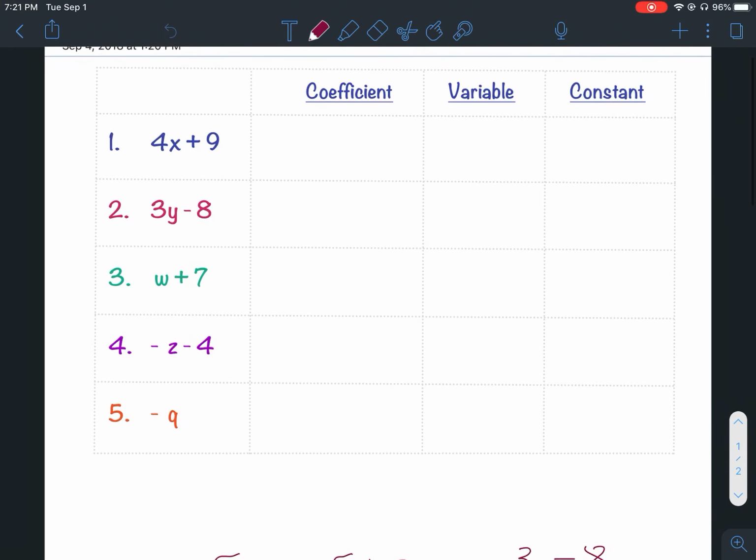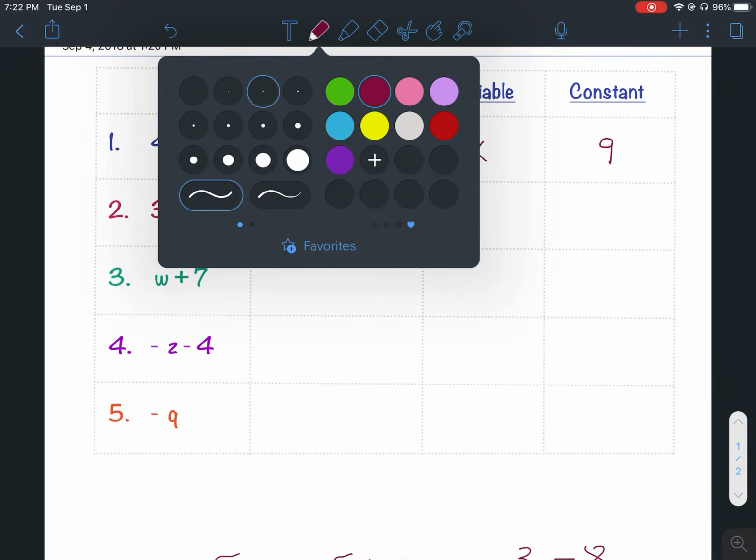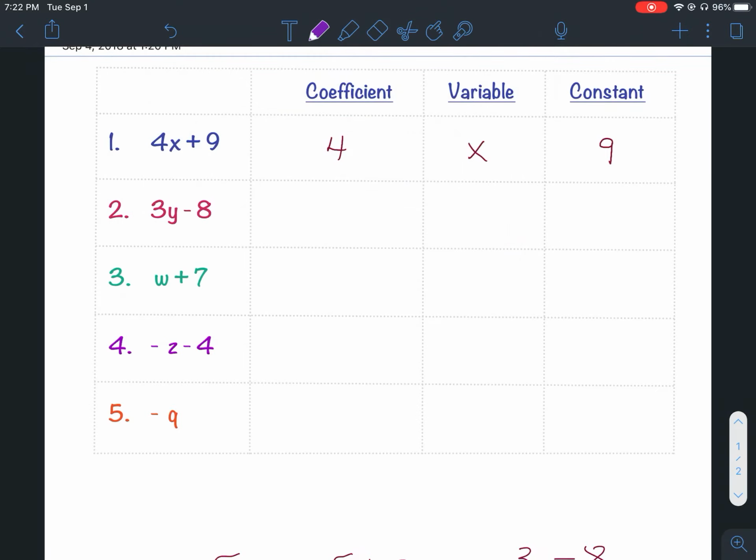You will eventually be given a bell work that's very similar to this. And you need to determine what the coefficient, variable, and constant is for each problem. If you look at the first one, the coefficient is 4. It's the number in front of the variable. The variable is x. And the constant that is added at the end is a 9. For the second one, the coefficient, the number in front of the variable, is 3. The variable is y. And the constant, you got to be careful on this one. The constant is the number that is added or subtracted.